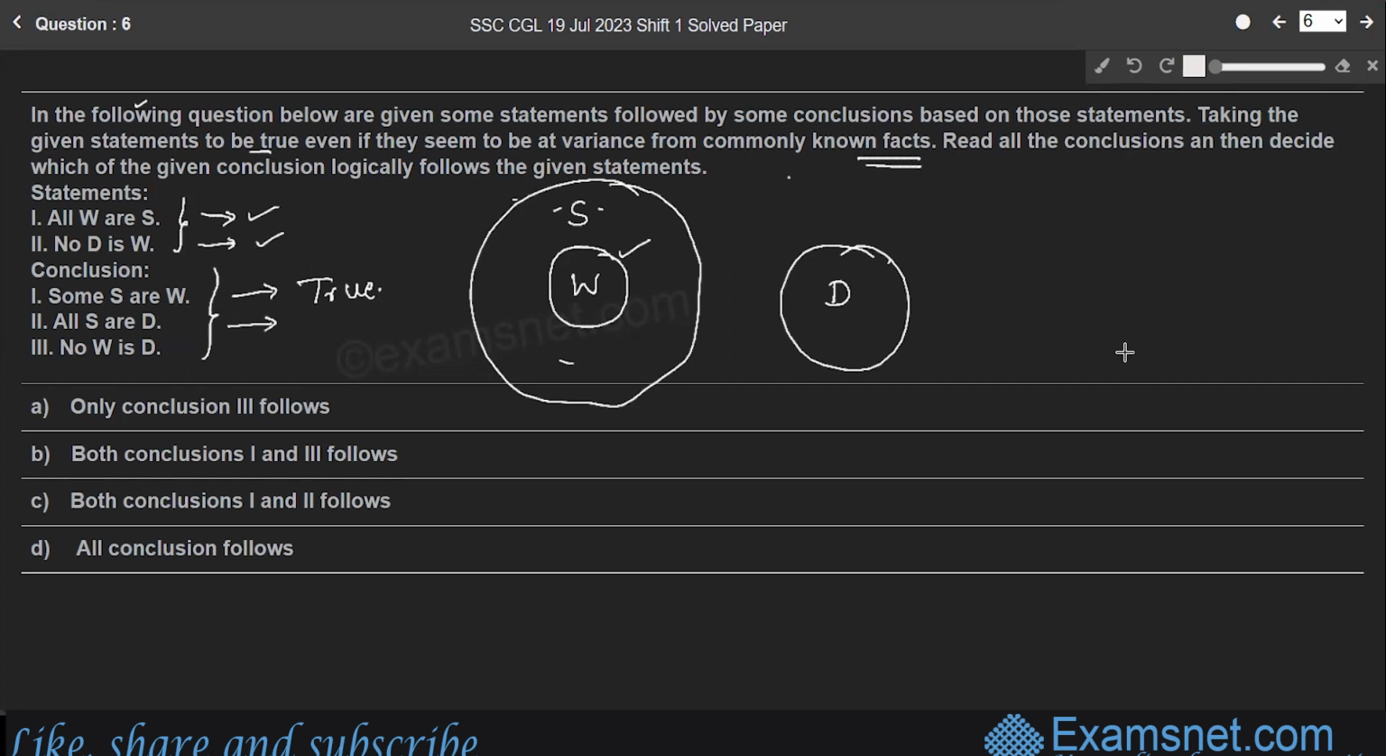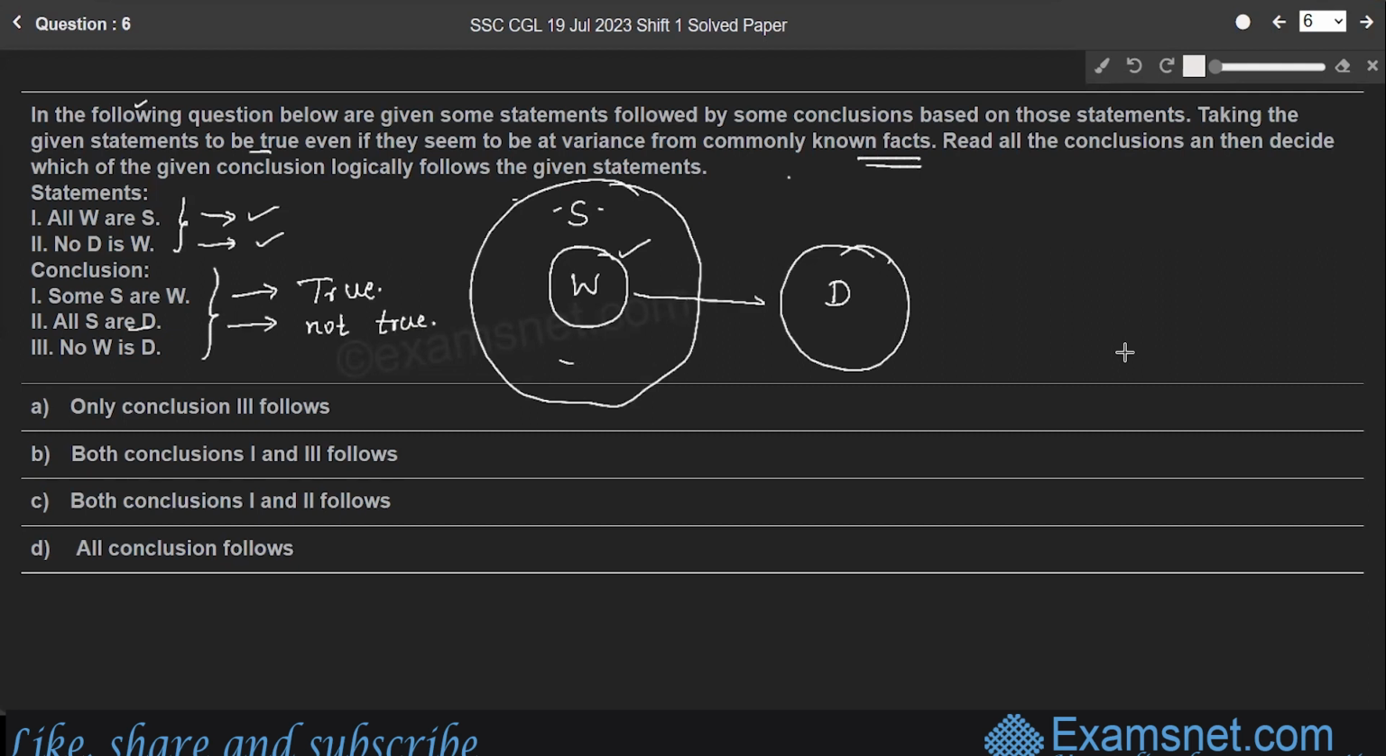All yes are D, right? All yes are D. Is it a true conclusion or not? It is not a true conclusion, right? Not true. So the second conclusion doesn't follow. There is no direct relation between W and D.